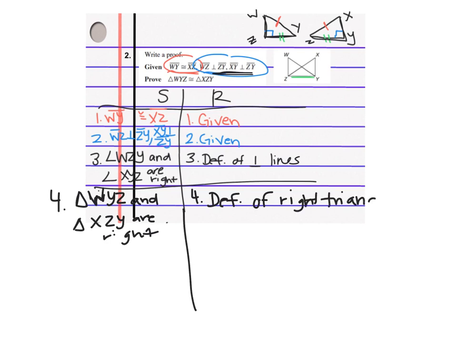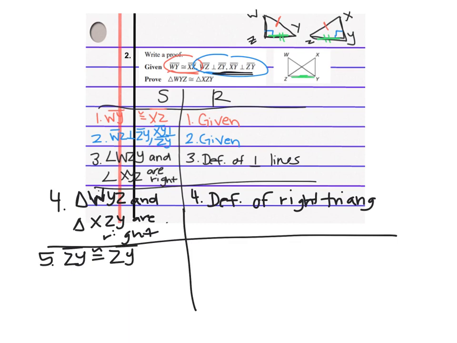So now I know that I have right triangles and I have one pair of congruent sides. Then I need to say this green side, ZY, right here, ZY and ZY. So I'm going to say that ZY is congruent to ZY. And the reason is the reflexive property, they share that side.